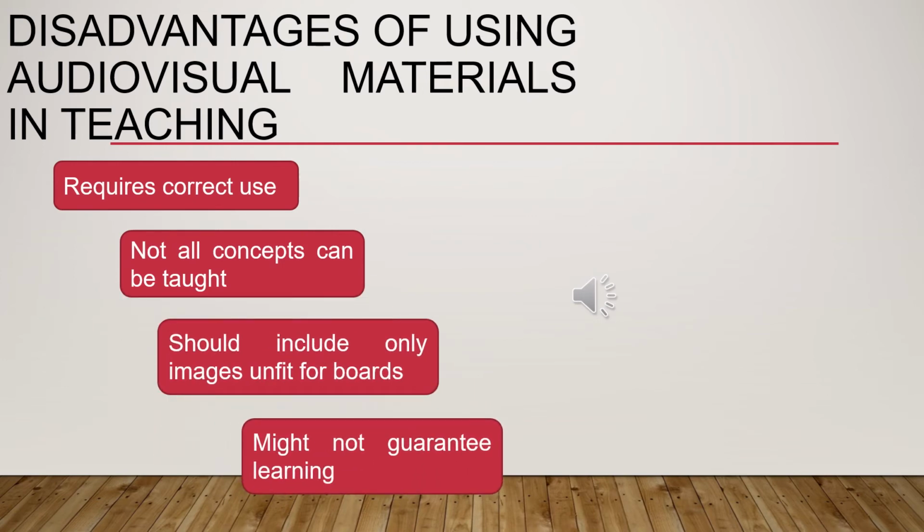But it also has disadvantages of using audiovisual materials in teaching. First, it requires correct use of words, grammar, pictures, or anything in the presentation. Second, not all concepts can be taught because the presentation should be short and simple. Third, it should include only images that fit the words, because in a presentation we need to use appropriate pictures or images. And lastly, it might not guarantee learning.